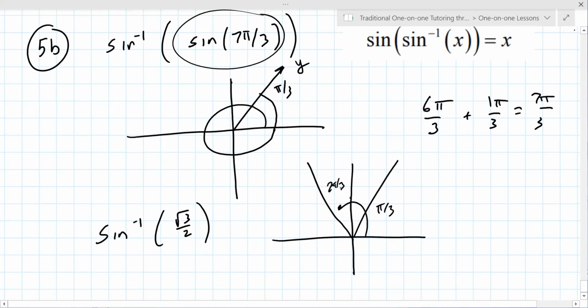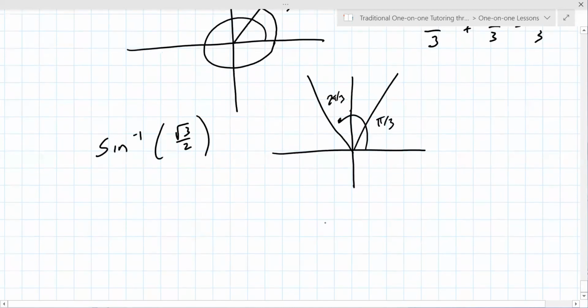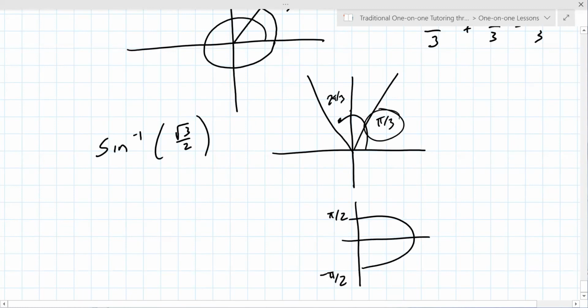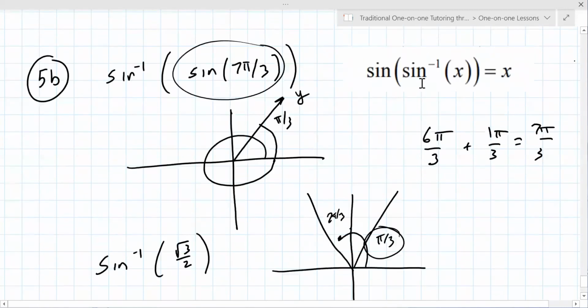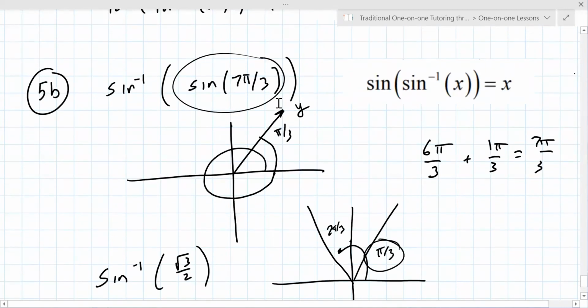You might think both of those are correct, but sine inverse is only defined from minus pi over 2 to pi over 2. So it'd be just pi over 3. And then you might say, well, this doesn't work. You're right, it doesn't work because 7 pi over 3 is not pi over 3. But more, it's not because it's the coterminal angle, it's because it just worked out in the first quadrant. So try not to jump to a conclusion like that.